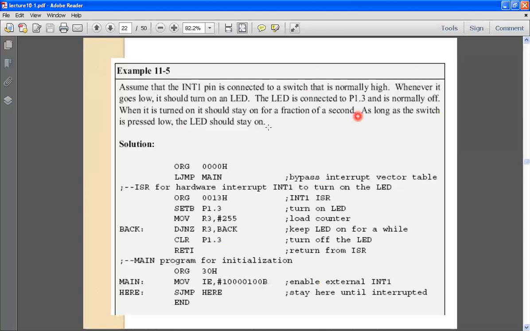As long as the switch is pressed low, the LED should stay on. So let's start this program. The beginning of this program is ORG 00H. I'll jump again. This is the basic requirement, and our main program will start from 30H only. So here is our main program, so I'll jump. Main means this instruction jumps to the main program, that is 30H, because our main program starts from 30H.